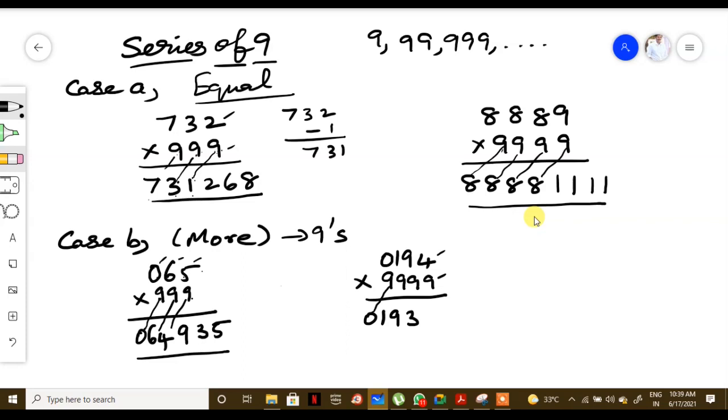So 9 minus 0 is 9. 9 minus 1 is 8. 9 minus 9 is 0. 9 minus 3 is 6. So we got the answer as 1939806. So we are clear about these two methods here.